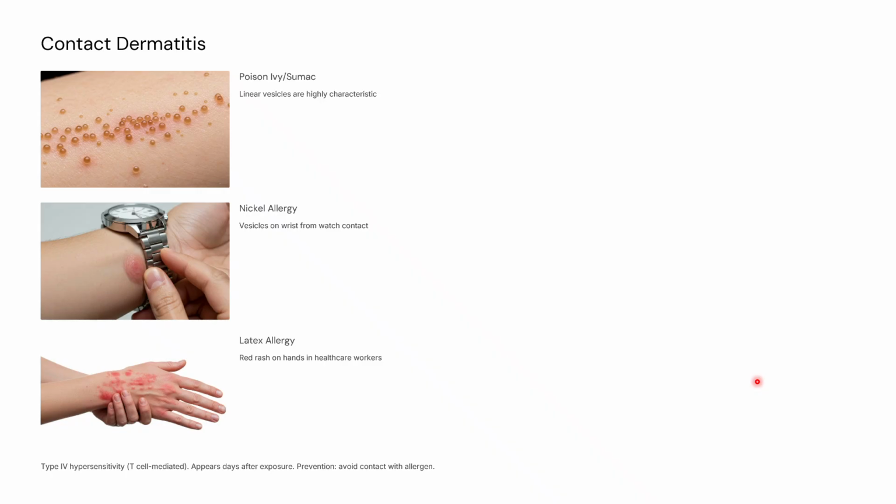Linear vesicles is a high yield descriptor for poison ivy. If they wanted you to think that it is due to sunscreen, since they have applied sunscreen all over the body or on exposed areas, they would have given rashes on the dorsum of the hands, palms, as well as the face or everywhere. But that is not here. It clearly says that there are linear vesicles on the legs following hiking, which is due to poison ivy. The second one is the watch, and it is because of the nickel which is present in the watch. And the third one is a latex allergy because of gloves.